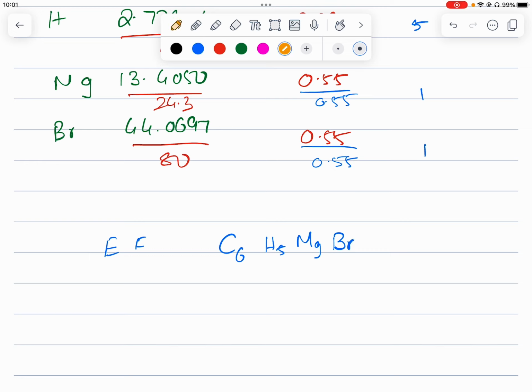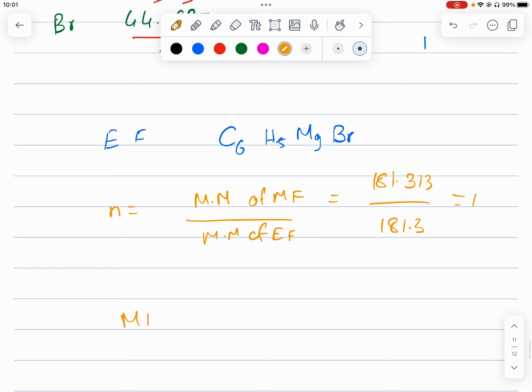Now I need to calculate n. How do I calculate n? n equals the molar mass of the molecular formula divided by the molar mass of the empirical formula, which is 181.313 divided by 181.3, which is 1. So my molecular formula will be the same, C6H5MgBr. This is going to be the answer.